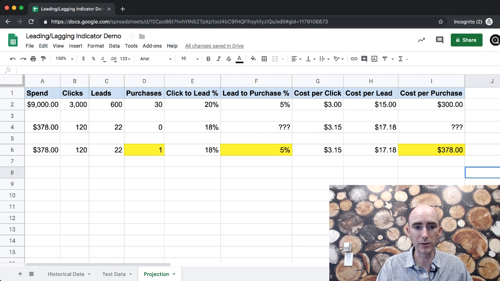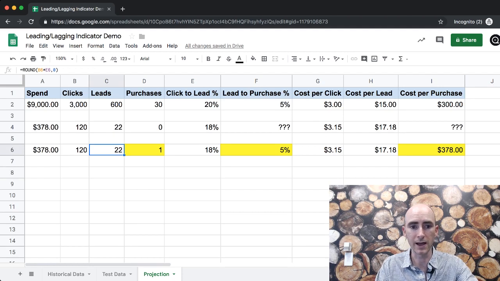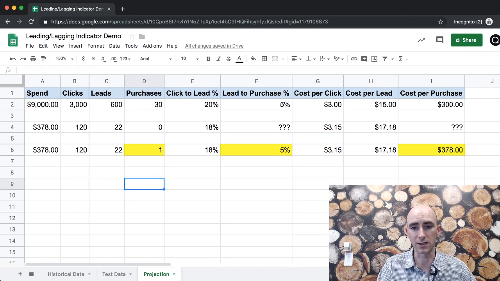At this point, we would take the number of leads and multiply it by our historical lead to purchase percentage, which was 5%. And I'm rounding here. This was, I think, 1.1, but I've rounded it down to just one purchase. So that means that our cost per purchase is 378. So that was a relatively inexpensive test.